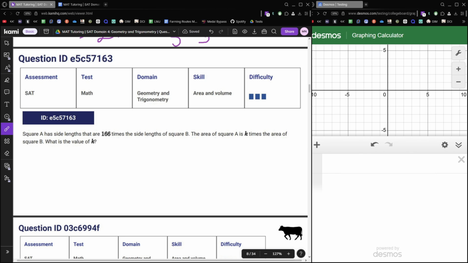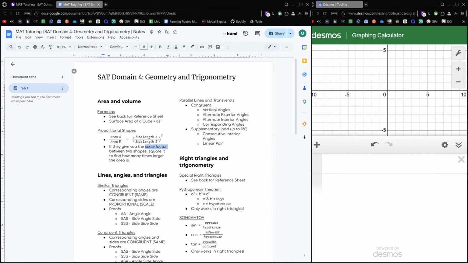So line number 8. Here they give us a scale factor. They tell us that square A has side lengths that are 166 times larger or longer than the side lengths of square B. Then they want us to find the ratio between the areas of square A and square B, the value of K. Let's take a quick look at the notes. Whenever they give you the scale factor, all you have to do is square it, so multiply by itself or put it to the power of 2, to find out how many times larger the area is.